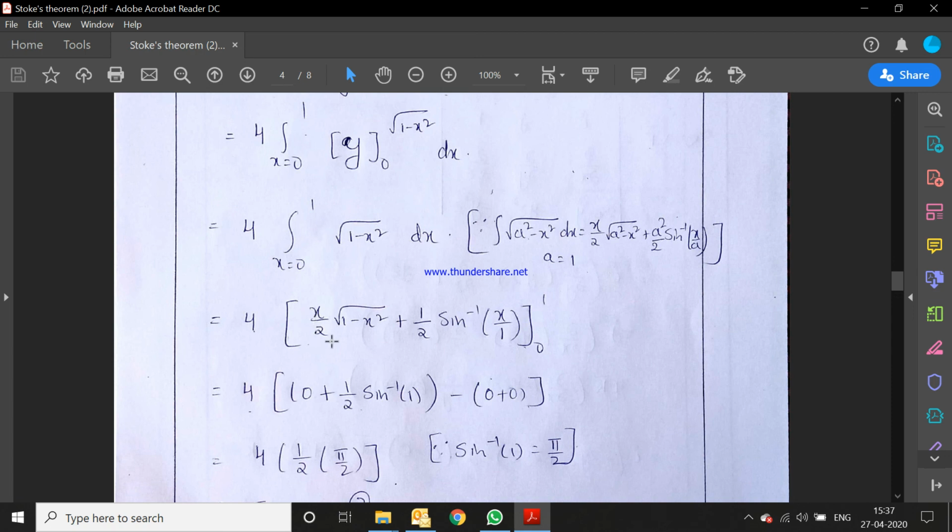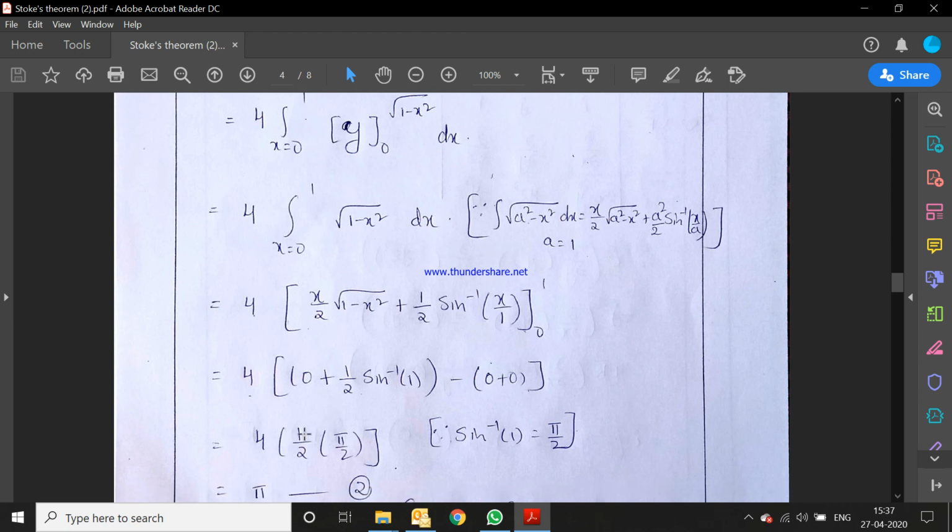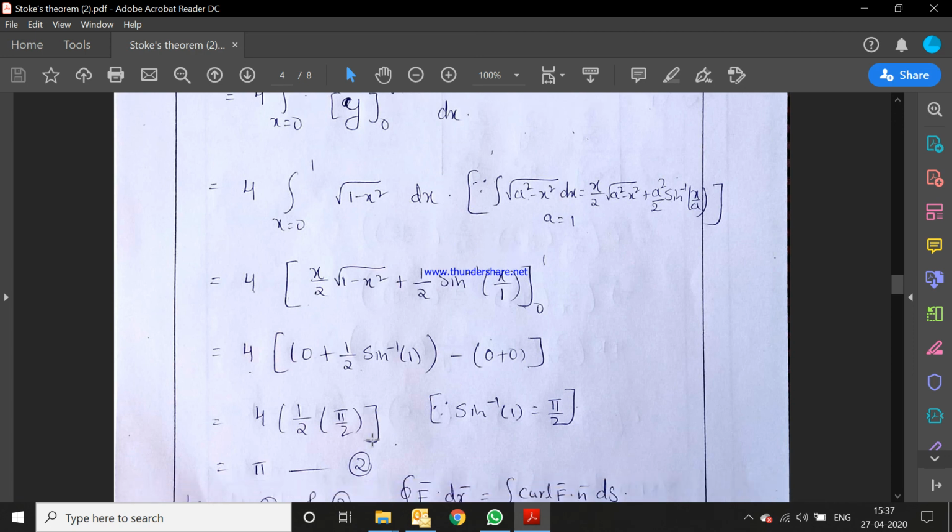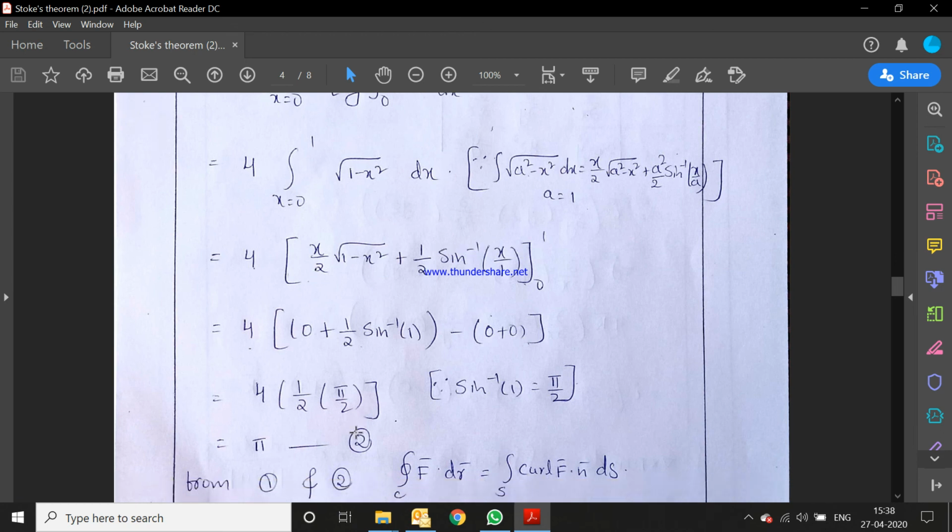For the upper limit, x value is 1, so 1 minus 1 is 0, plus 1 by 2 sine inverse of 1 by 1, that is sine inverse of 1. Minus the lower limit, where x value is 0, so this total value is 0 and sine inverse of 0 is 0. So we get only 4 into 1 by 2 sine inverse of 1, whose value is pi by 2. Substituting, we get 4 into pi by 4, the 4 cancels, and we get pi.